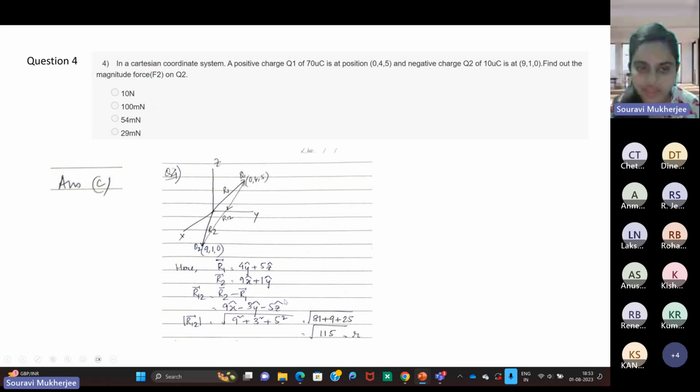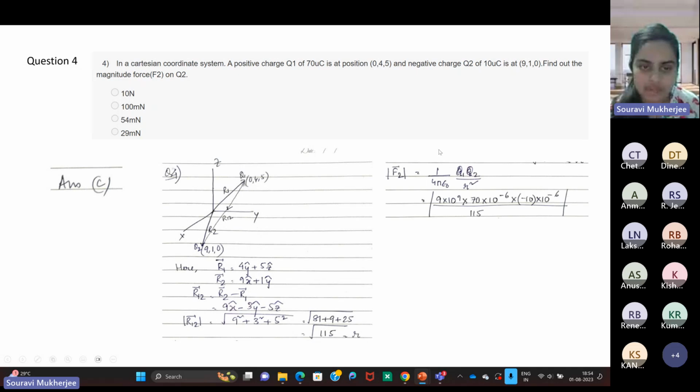This is a separation vector, right? Now you can find the magnitude of the separation vector, which is actually your R, which you use in your expression for force, right? And then you know what your force is. The force expression, the magnitude, is given as 1 by 4 pi epsilon 0, Q1 Q2 by R square. And you want to find the magnitude.